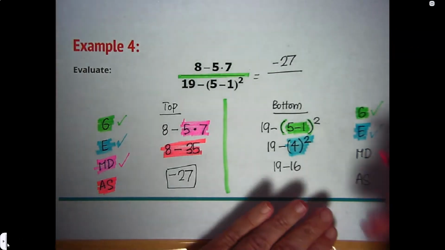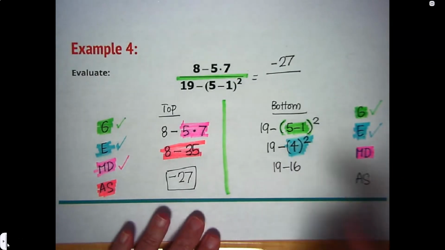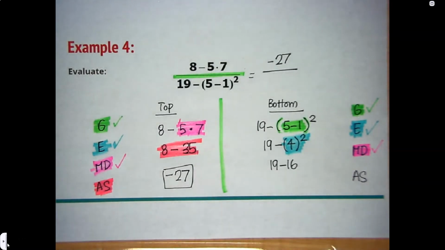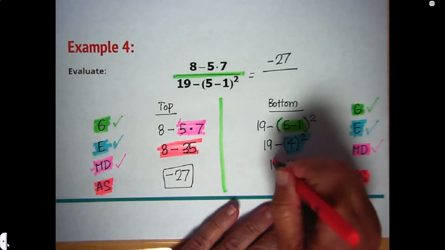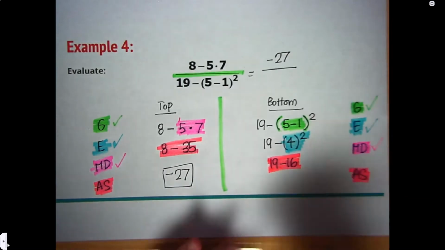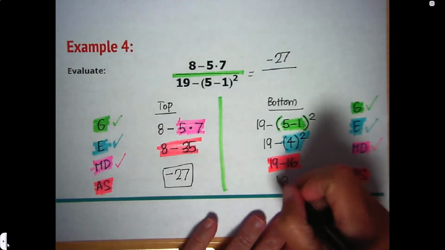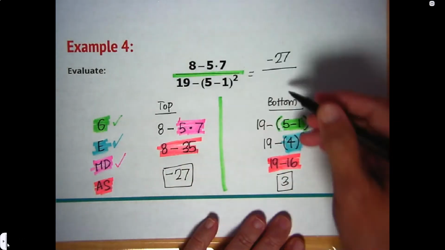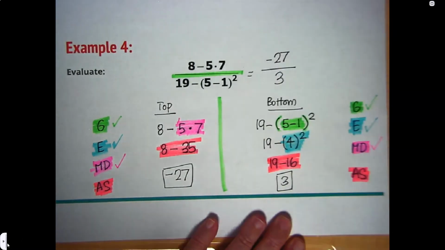All right, now I'm looking for multiplying or dividing. 19 minus 16, I don't have any multiplying or dividing, so that's done. And now we're down to the end. I'm looking for adding or subtracting in my problem, and I have 19 minus 16, which I will do. 19 minus 16 is 3. Now keep in mind again, that is not the answer to the problem. That's the answer to just the bottom. So I'm going to put 3 right here.